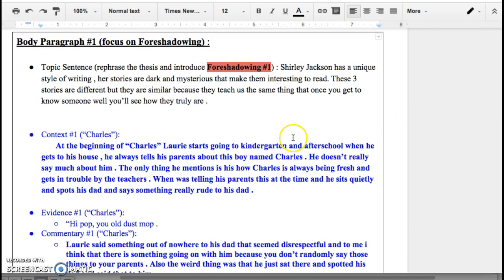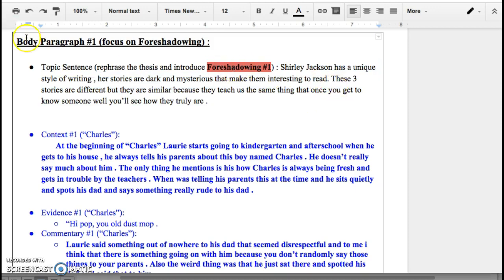So here's an example of an outline that someone's written. This is their topic sentence. Shirley Jackson has a unique style of writing. Her stories are dark and mysterious and make them interesting to read. These 3 stories are different, but they are similar because they teach us the same thing, that once you get to know someone well, you'll see how they truly are.